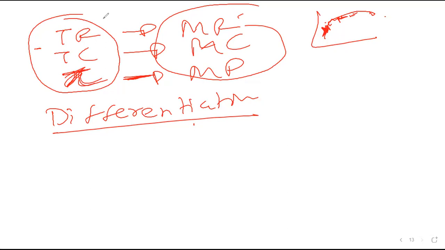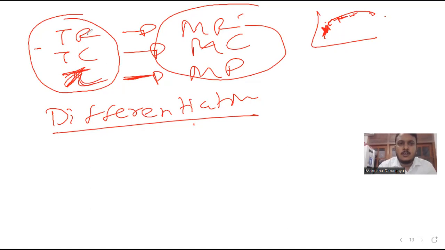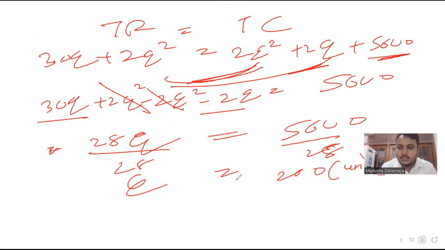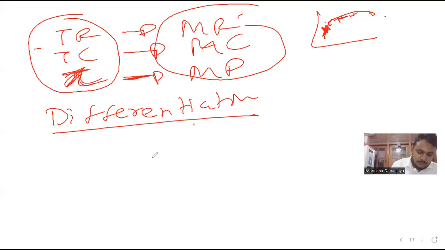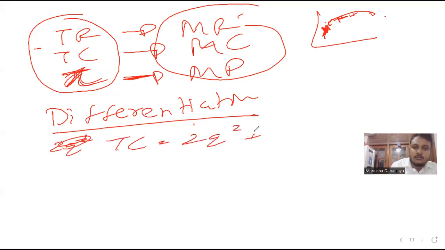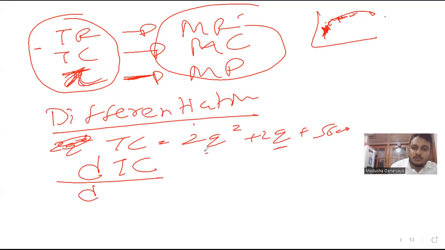Right. Now see, you can derive all the marginal functions by differentiating. So in differentiation, guys, you have to do it this way. Let me take the total cost function. The total cost function was 2q squared plus 2q plus 5600. This is how you can derive the marginal revenue and marginal cost function by differentiating. So differentiate the total cost function, and you are going to derive a function given by q.